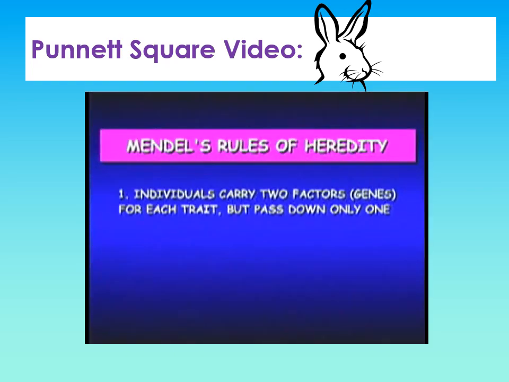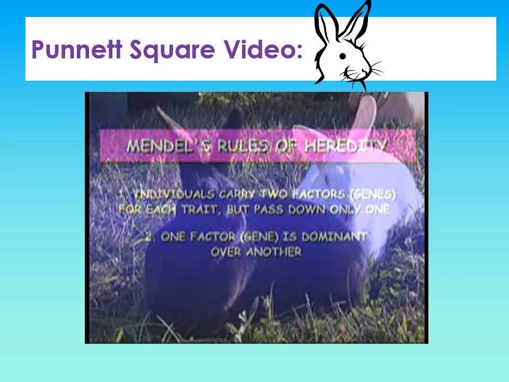One was that an individual carried two factors, or genes, for each trait, but passed down only one. Another rule was that one of the factors, or genes, was dominant over the other. Dominant? That means it has more influence or power over the other. Let's use a simple example to explore these rules.